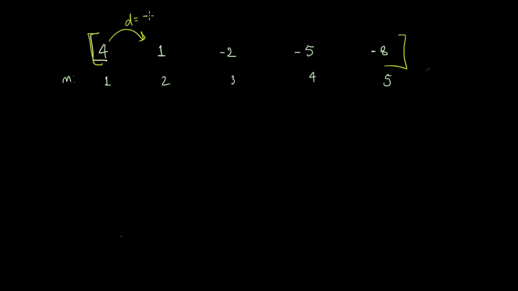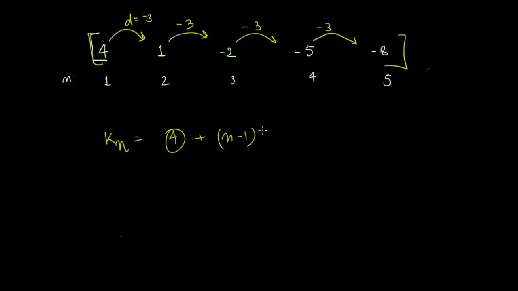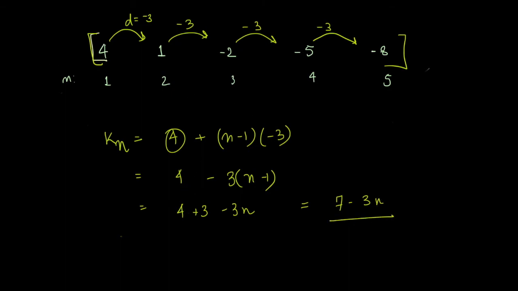so that's minus 3. Okay, so if I have to write the nth term for this AP, I see it's an AP because the difference here is always minus 3, minus 3, minus 3. Then I would write it as first term, which is 4, plus (n minus 1) times the difference, which is minus 3. So this gives me 4 minus 3(n minus 1). I can solve this a bit more to get 4 plus 3, minus 3n, and that gives me 7 minus 3n. So this AP is represented by the functional form 7 minus 3n.